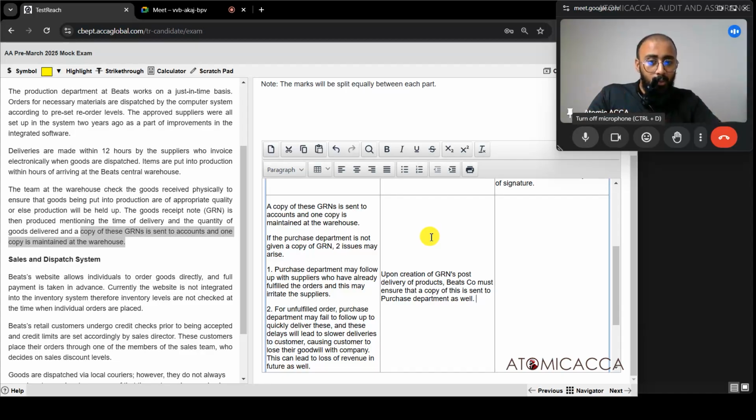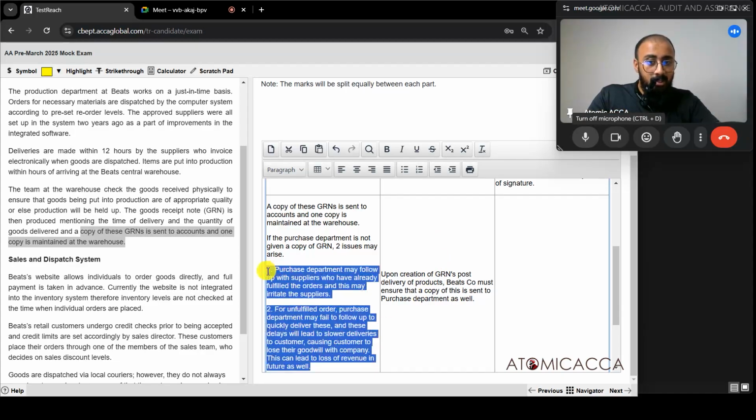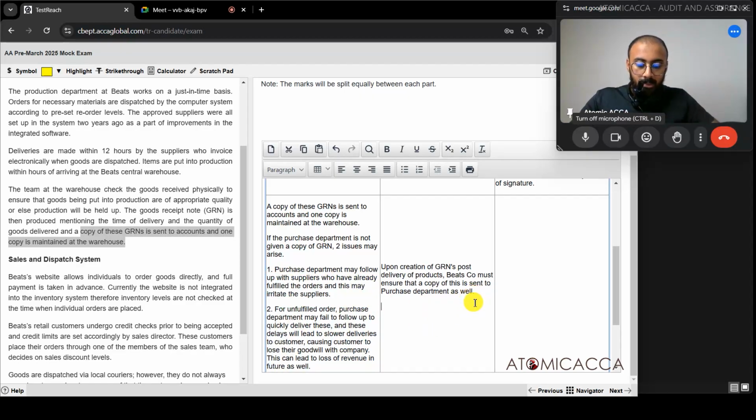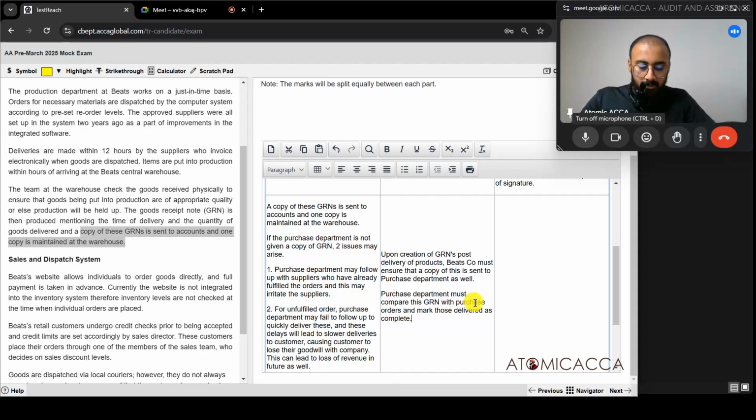What can I write? We told about the issues as well over here, that in case they're following up with a supplier who already delivered, then they'll get upset. So in order to avoid this, what can be done? Purchase department must compare this GRN with purchase orders and mark those delivered as complete, which means you don't have to follow up with that supplier anymore. So first problem is sorted.